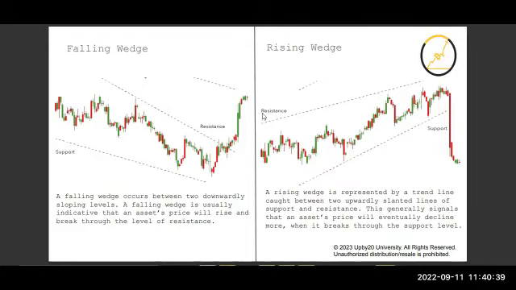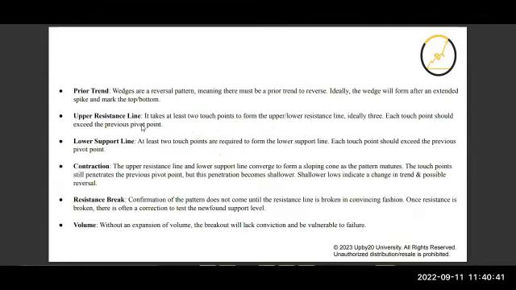So the main things to go over with this one is you're going to need a prior trend. Since the wedges are reversal patterns, that means that they happen at the bottom of downtrends or the top of uptrends typically. So like you were saying before, it's the opposite of the way it's moving. So if it's going down, then it should break out upwards. If it's going up, it should break downwards.